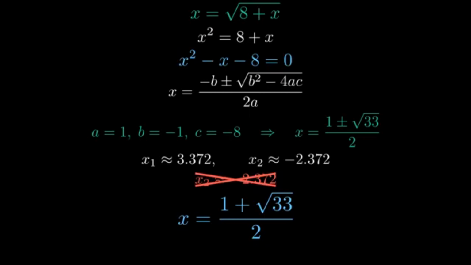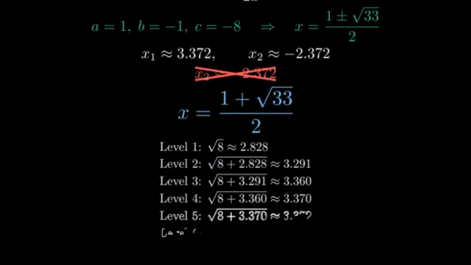To build intuition, let's verify it numerically by nesting step by step. Starting with a seed of 0, we compute levels. Level 1 is the square root of 8, which is about 2.828. Level 2 is the square root of 8 plus the previous value, which is about 3.291. Level 3 is about 3.360. Level 4 is about 3.370. Level 5 is about 3.372. Level 6 is still about 3.372. It stabilizes quickly at the exact value.